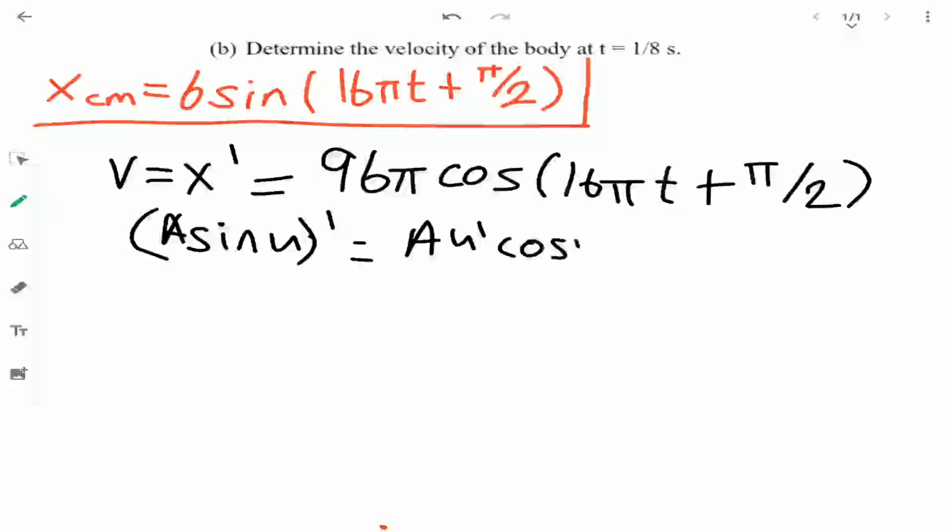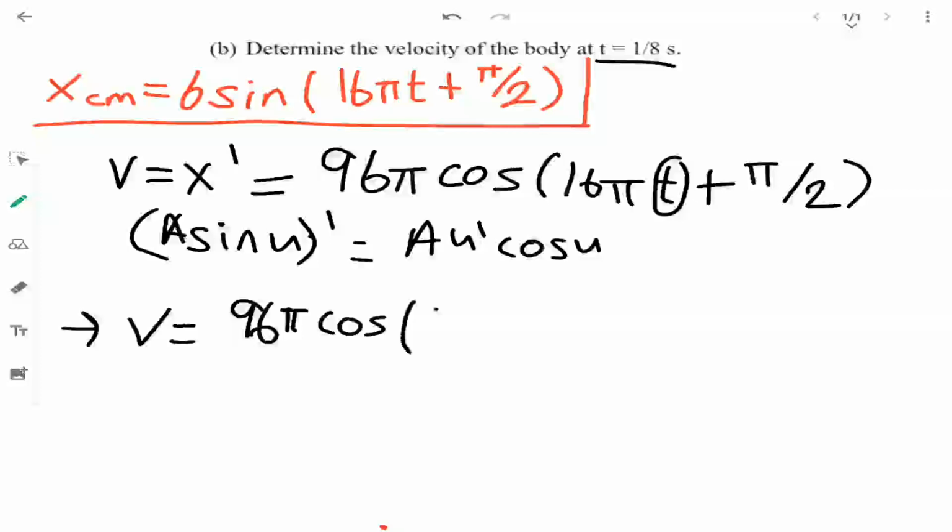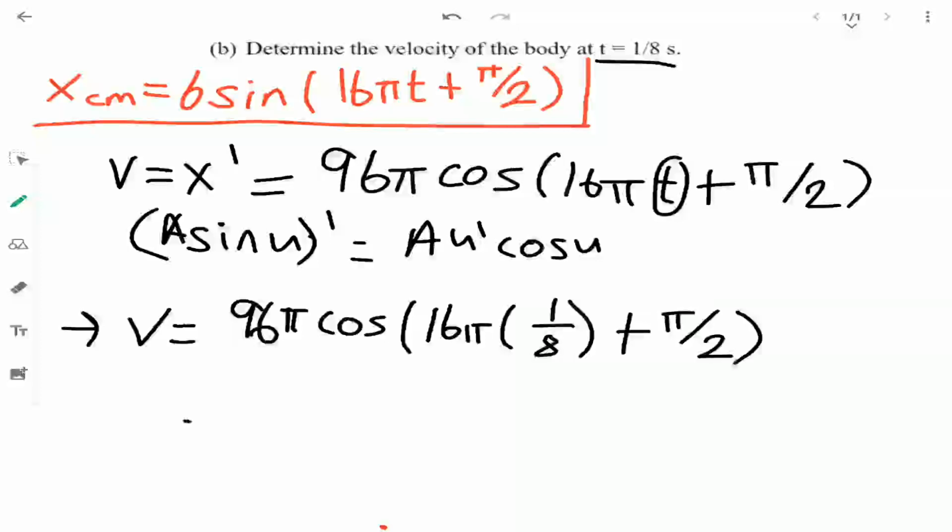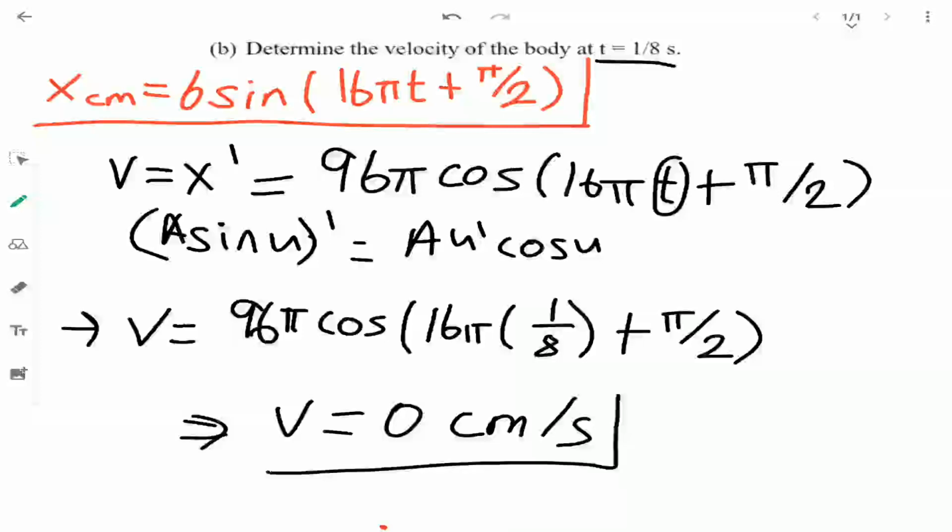But that's not the whole question. What they're asking for is at time 1 over 8 seconds. So that's very easy. All you have to do is substitute 1 over 8 here. So let's do that. V equals 96 pi cosine 16 pi times 1 over 8 plus pi over 2. Make sure that your calculator is set to radians, and make sure that the answer you get is 0 centimeters per second. So this is a very special time. So at time 1 over 8 seconds, our particle is at rest.